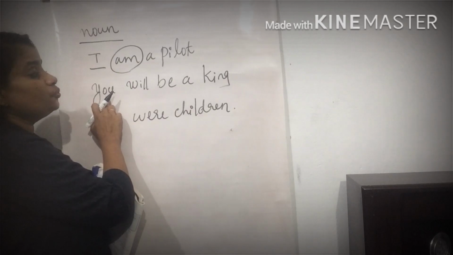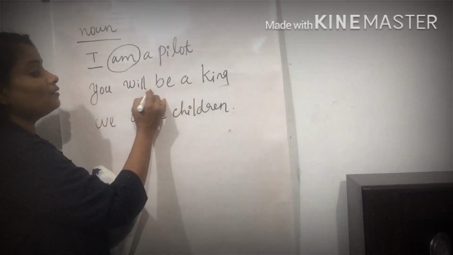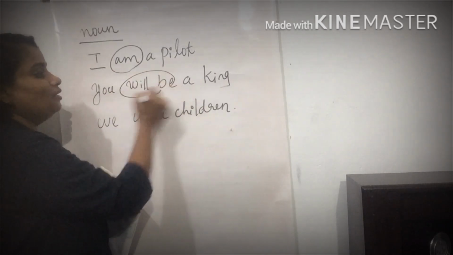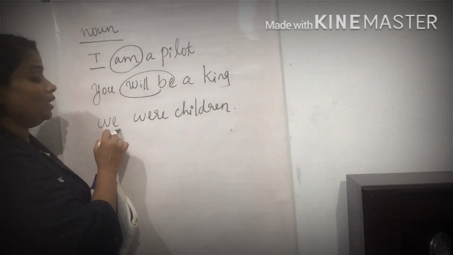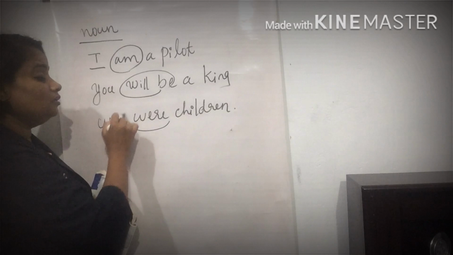The next one is you. You will be a king. Listen. You will be a king. The third one is we. We were children.